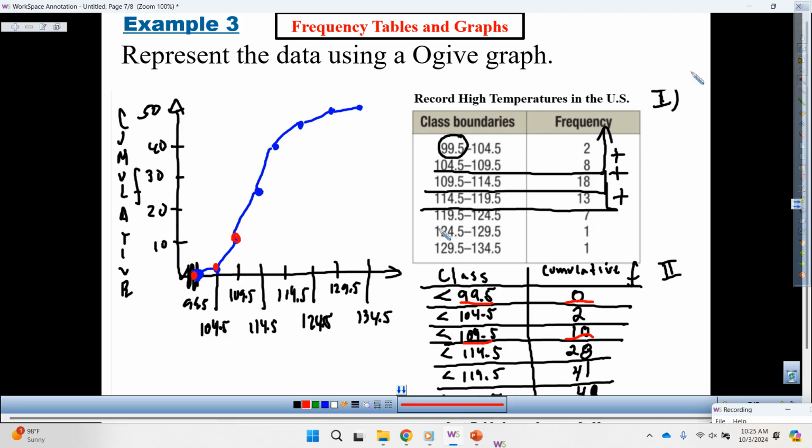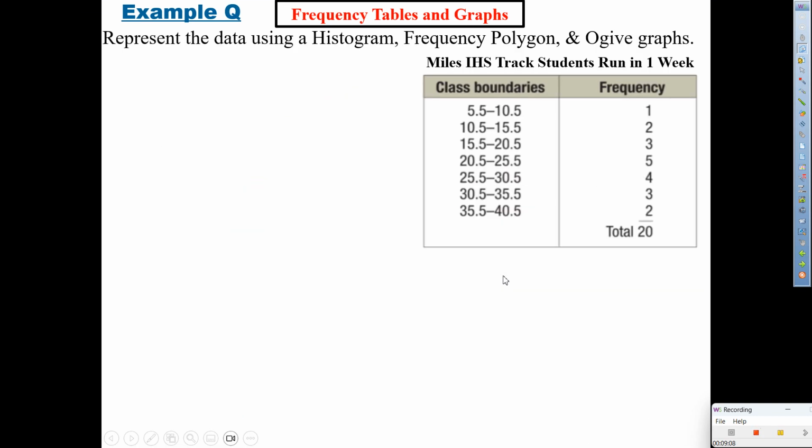Last night's homework was doing all three of them for one of the problems and two of them for another. Well, today you're going to do one by yourself with all three of them. Yay, let's go. So on your paper, copy that please. Example Q, and it reads, represent the data using histogram, frequency polygon, and Ogive. They're going to use that distribution to represent all three graphs.